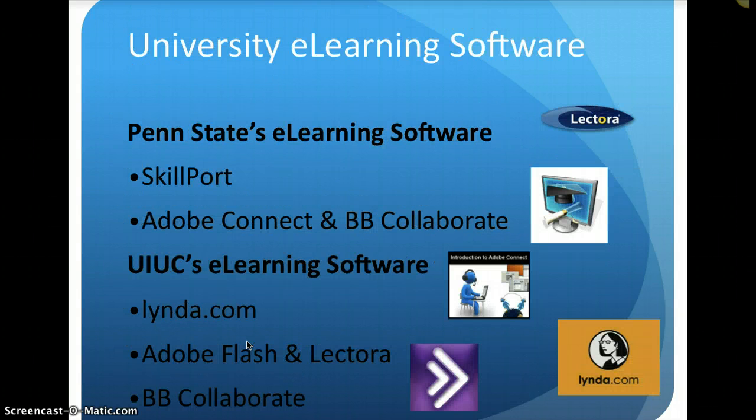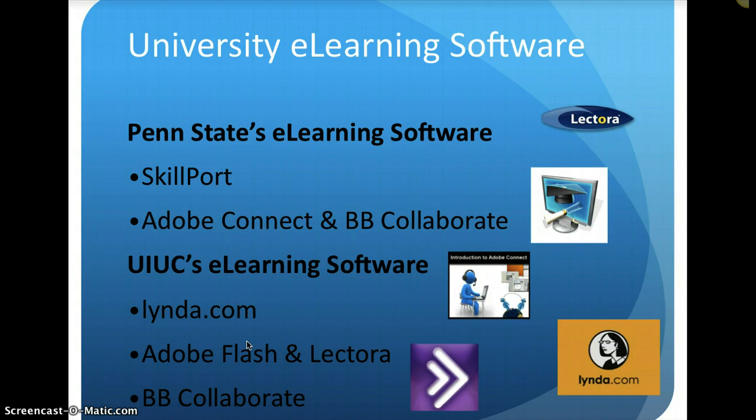Penn State Center for Workplace Learning and Performance has partnered with Skillport, Collaborate, and Adobe Connect to provide 24/7 online self-paced asynchronous learning to Penn State employees. Skillport, a modern cloud-based LMS, and Adobe Connect and Blackboard Collaborate are used to offer synchronous web conferencing capabilities. Penn State uses state-of-the-art e-learning software.